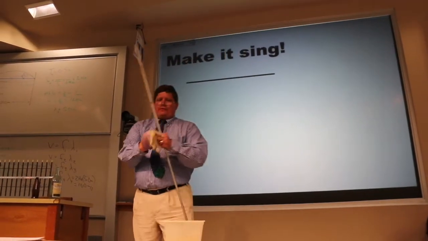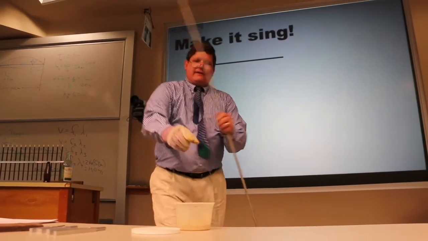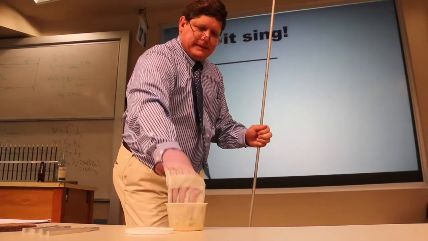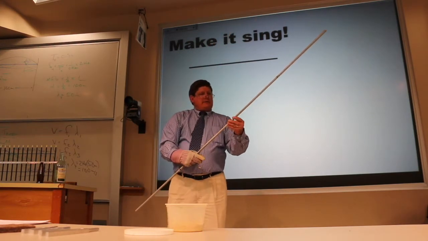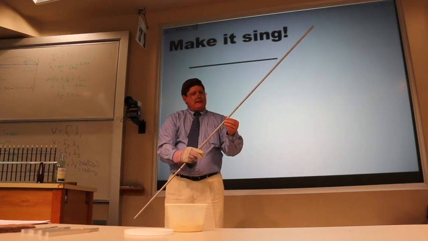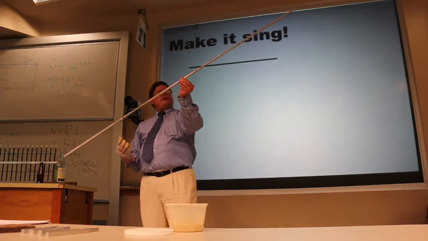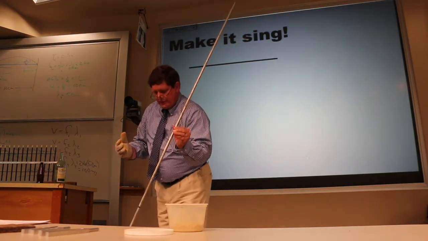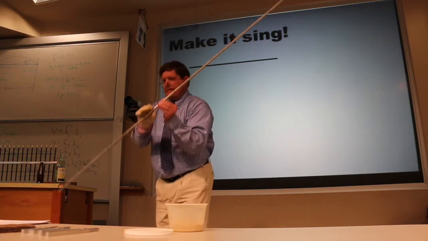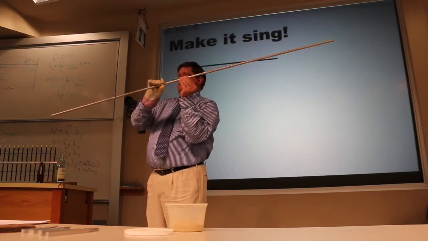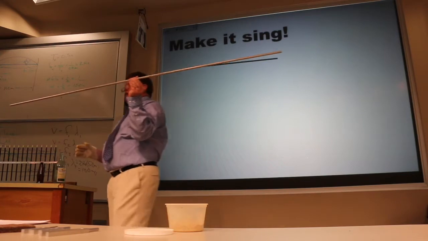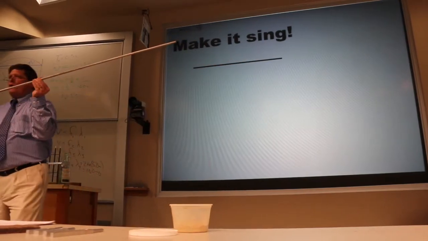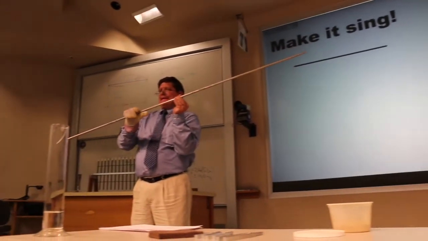Okay, I'm going to put some rosin on this glove to make it sticky. And I'm going to use that stickiness to create some white noise. I'm going to squeeze this in the middle of the rod, forcing that to be a node. And I can make it sing. An ordinary rod can sing.